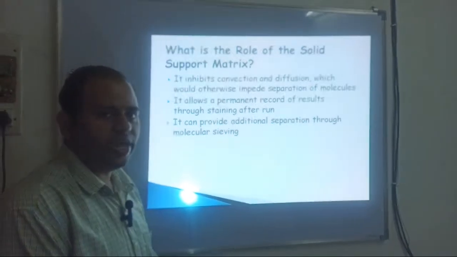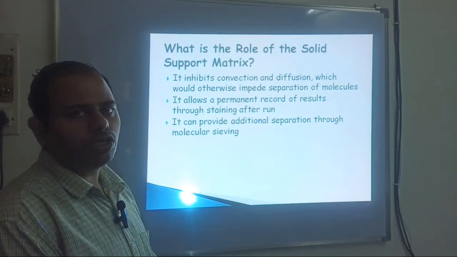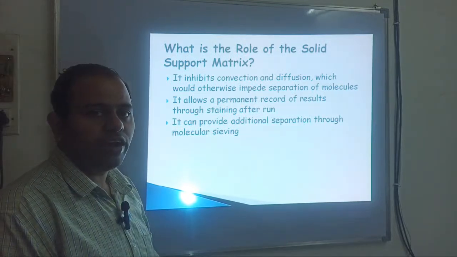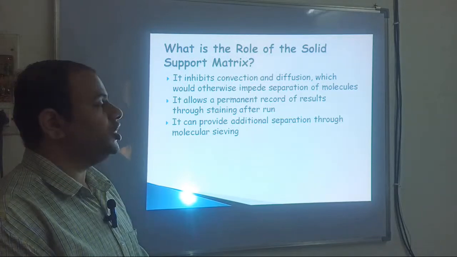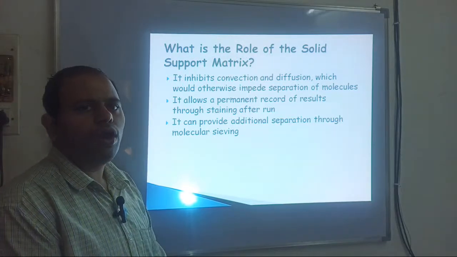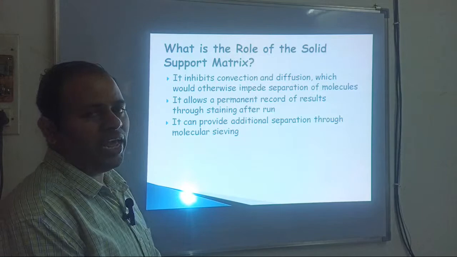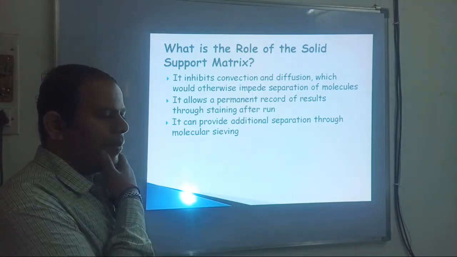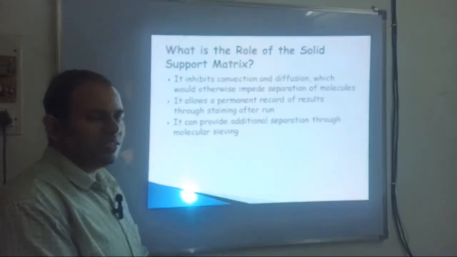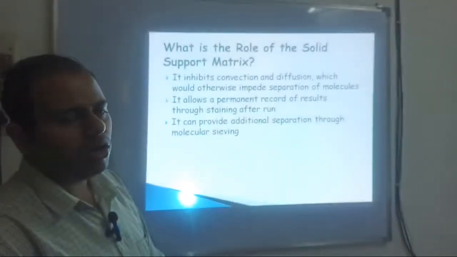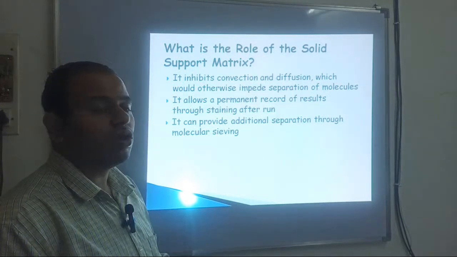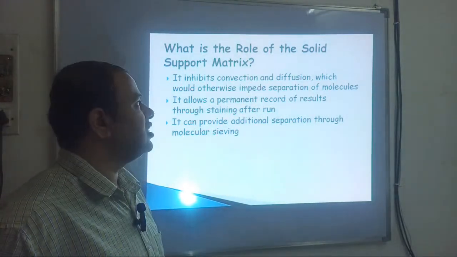When you run the gel, you can stain that gel to keep a permanent record, or you can take a photograph of that particular gel after analysis if you have a gel documentation system, or if you have a UV transilluminator for DNA, you can just take a photograph. And it provides additional separation through molecular sieving, because since the pore size can be greater or smaller, you can separate molecules based on charge or based on molecular size also. So the matrix here is very important.